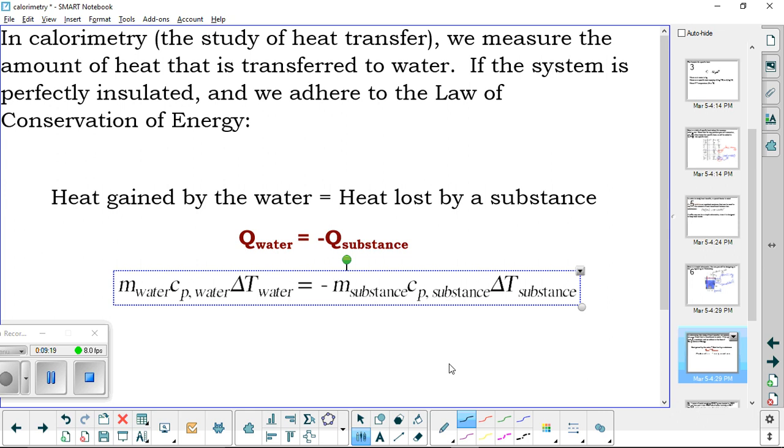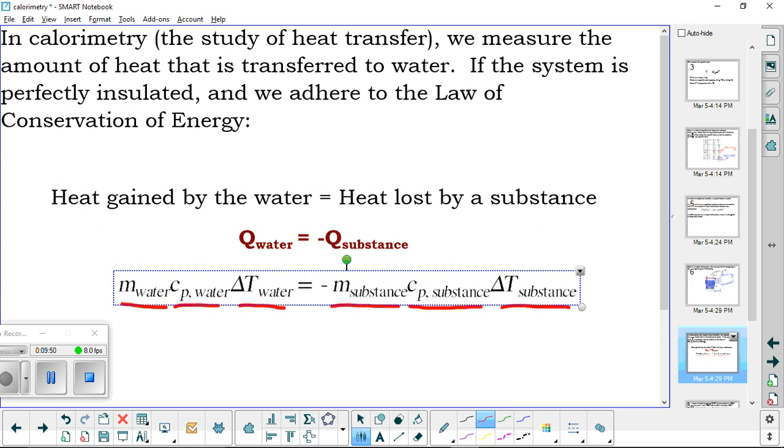Filling in the specific heat equation we saw at the beginning of this video, we will see that the mass of the water multiplied by the specific heat of the water multiplied by the change in temperature of the water will equal the equal and opposite of the mass of the substance, in this case the metal, the specific heat of the substance, and the change in temperature of the substance.